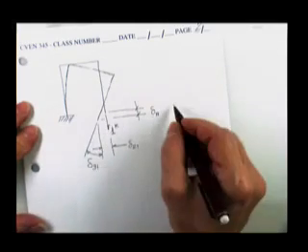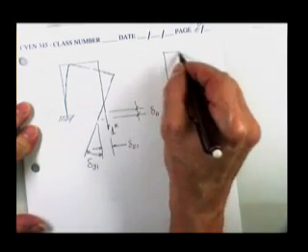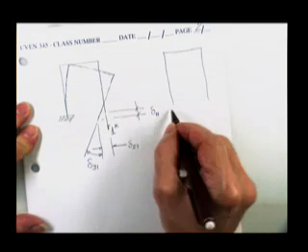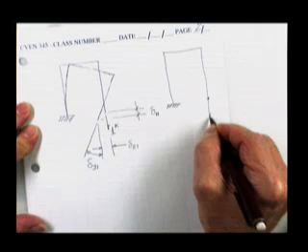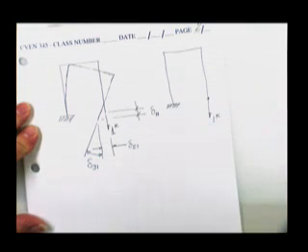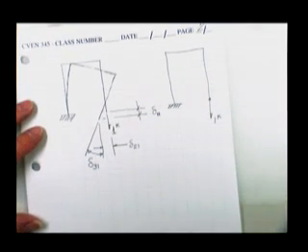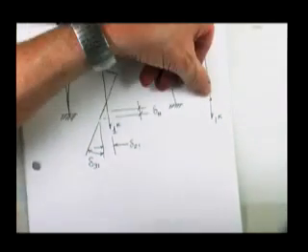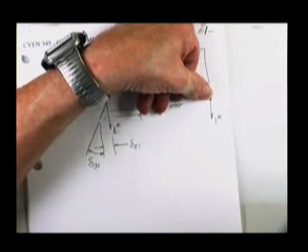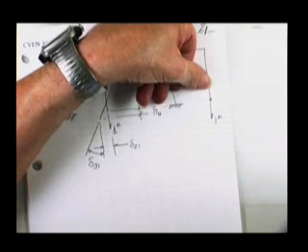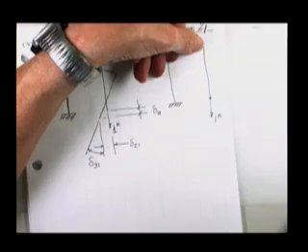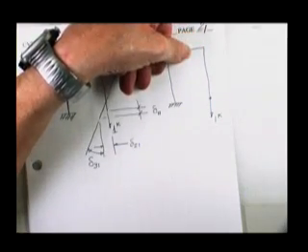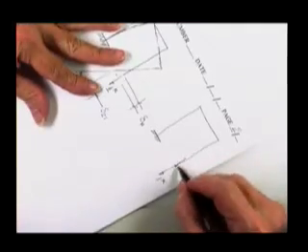And it will have a moment diagram because of that load. Kruger, how much moment is there in the frame? Is it still zero? It's not now, right? All right, so here's the moment diagram.